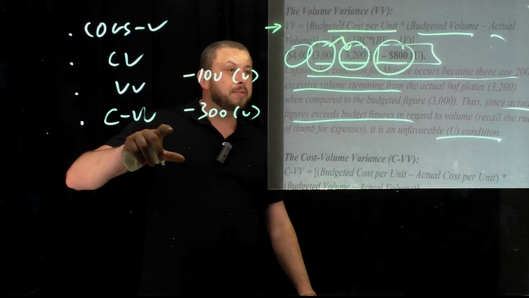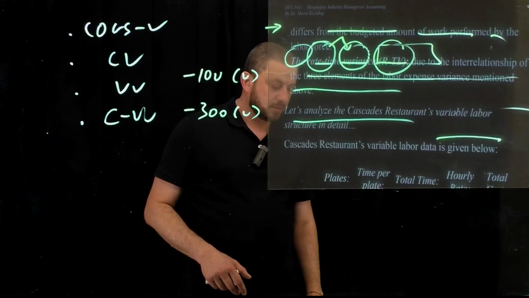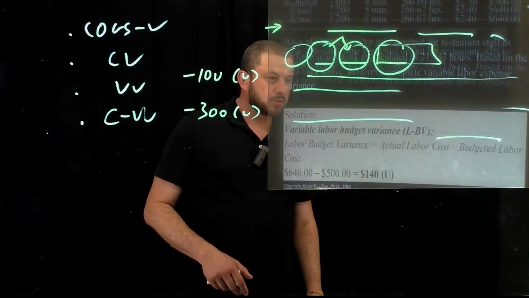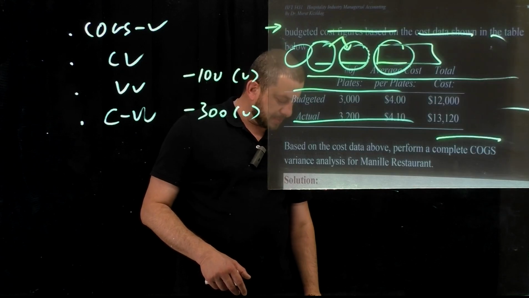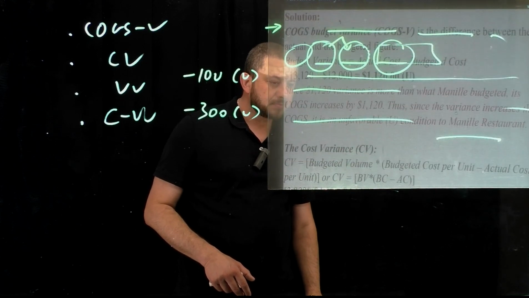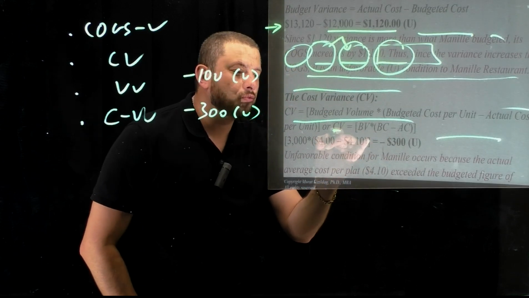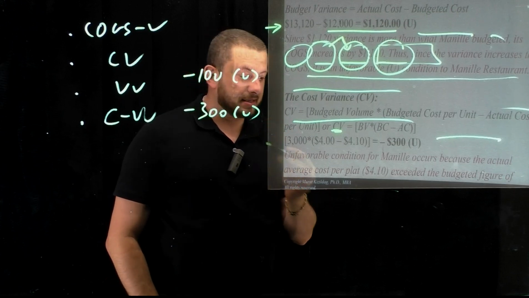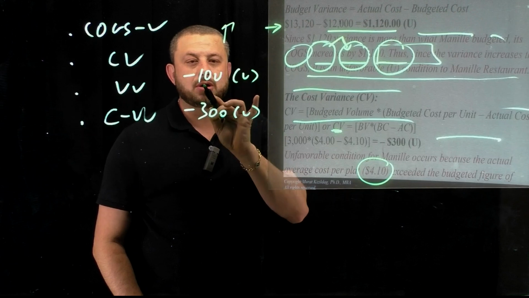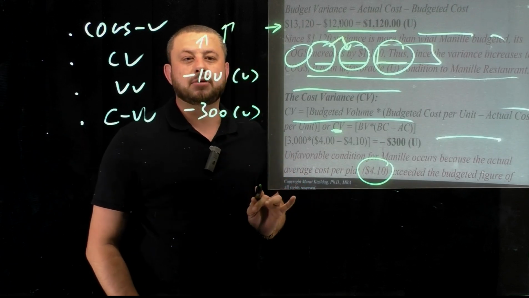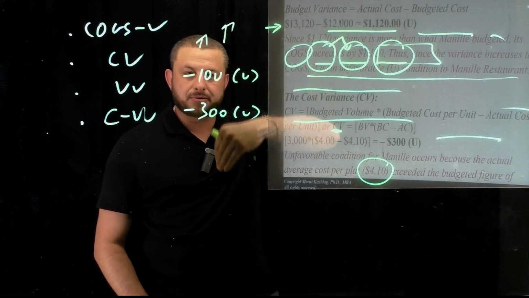Why? Because if we go back up, guys, my cost variance producing a plate is hurting me by 10 cents. Whenever I produce more, I will have to pay 10 cents more instead of decreasing the cost.